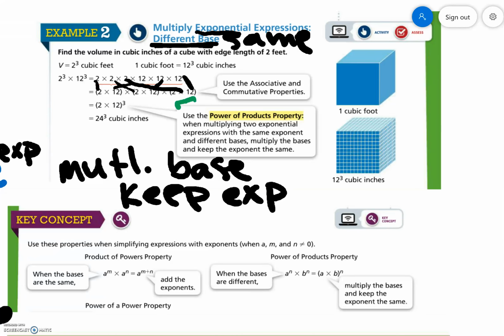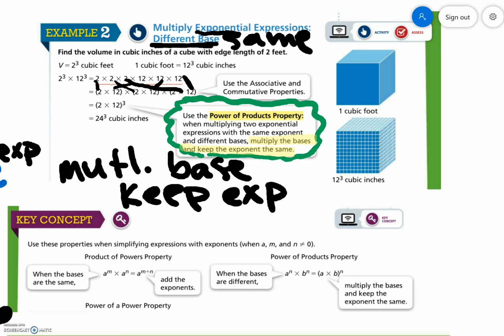Again, here's another vocab word. Be very careful because it sounds similar to the other one. We have a product of powers and we have the power of products. The power of products is when you're multiplying two exponential expressions with the same exponent in different bases. You multiply the bases and keep the exponent the same.